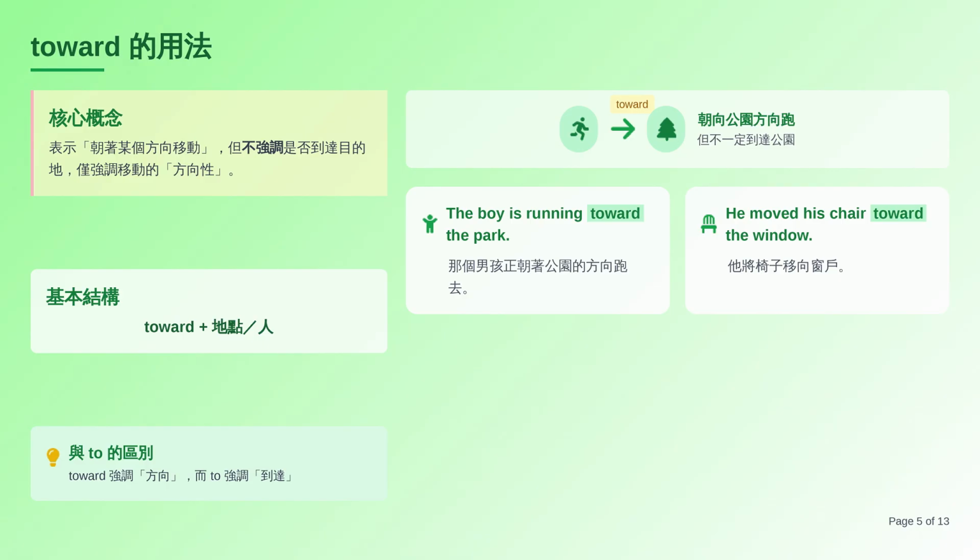Usage of toward. Core concept: it indicates moving in a certain direction, but emphasizes the directionality of the movement, not whether the destination is reached. Basic structure: towards plus place or person. Difference from to: toward emphasizes direction, while to emphasizes arrival. Toward the park means running towards the park, but not necessarily arriving at the park. The boy is running towards the park. He moved his chair toward the window.